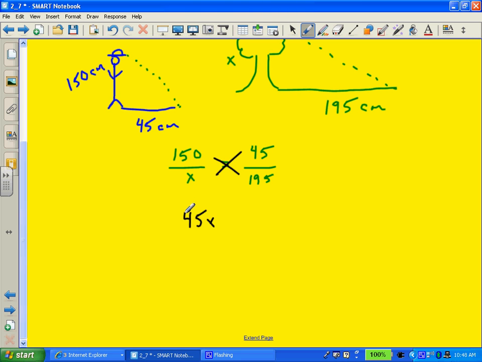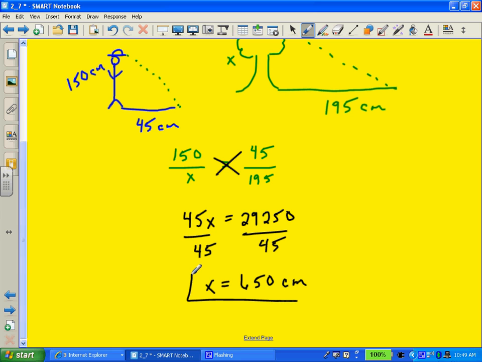Now again, I'm going to cross multiply. So I have 45x equals 150 times 195. Let's see what that is. 29,250. And then to solve, I'm going to divide by 45 to figure out that the tree is 650 centimeters tall.